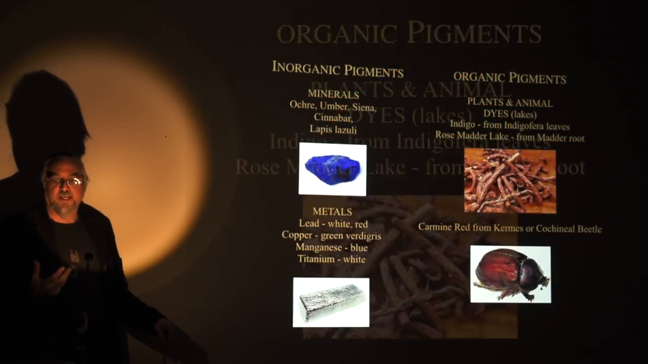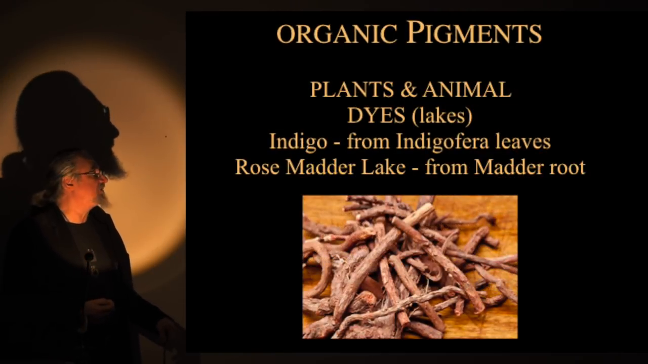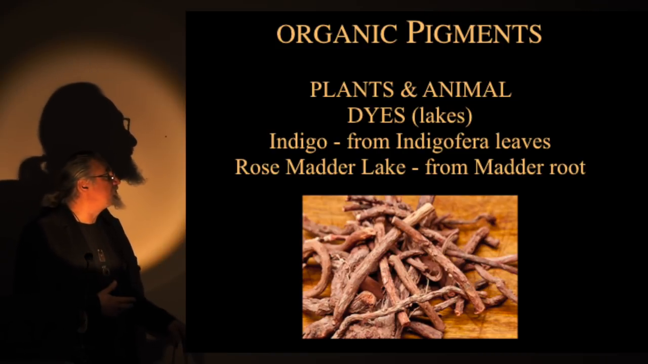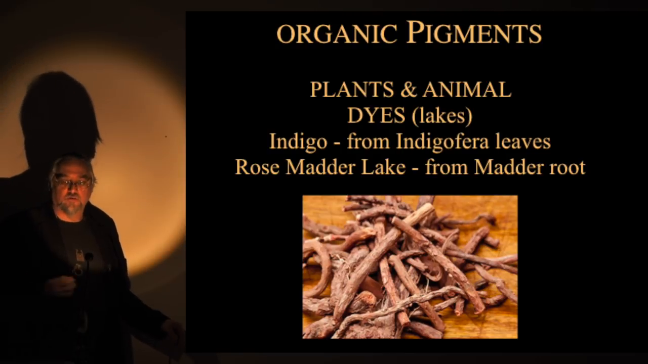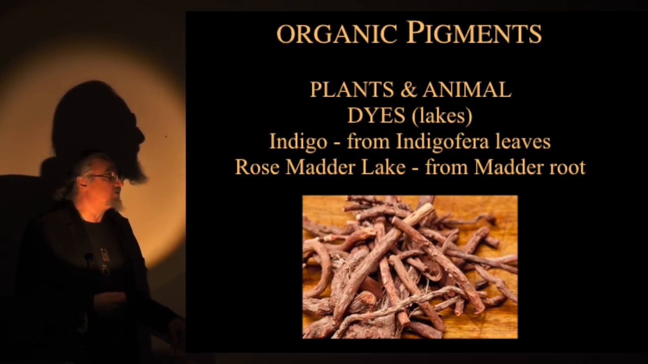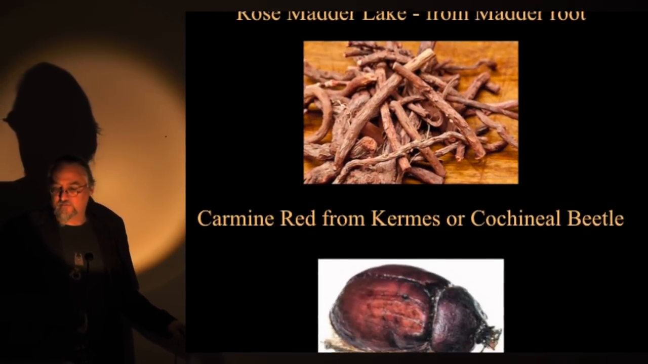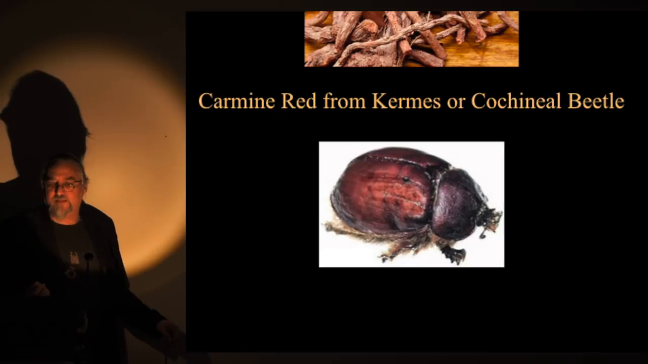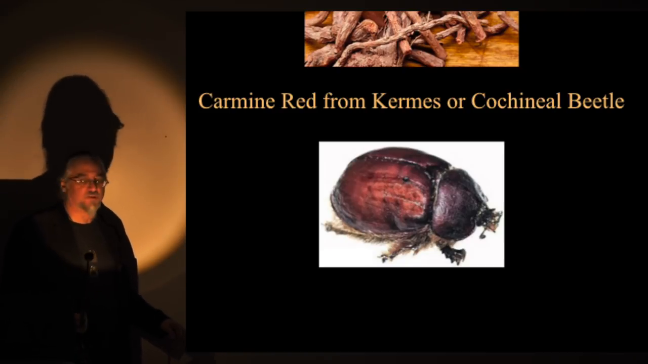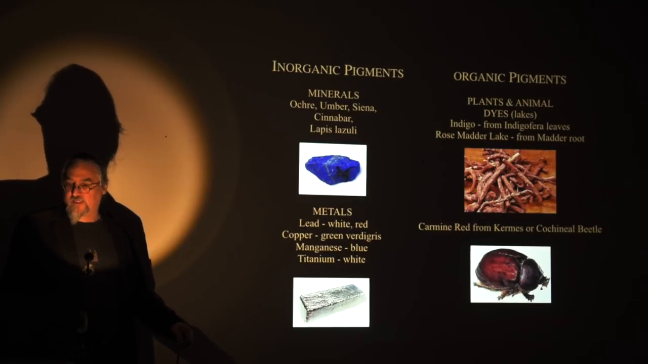Meanwhile, in the organic realm, you have plant and animal dyes, which are typically called lakes. For example, indigo, which comes from the indigofera leaf, or rose madder lake coming from the madder root that you see in the picture over here. Also, another interesting conundrum of paints is this kermes or cochineal beetle that produces the red pigment that we use in carmine red. We'll look at all of these more in detail, but those are your inorganic and organic pigments.